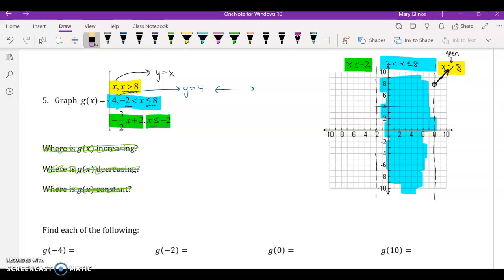And then on top of that, we're going to have 2 boundaries. So at each end here, we have to ask ourselves if it's open or closed. So at 8, that's the boundary over here. This is going to be a closed circle because 8 is included in this middle portion here because of the or equal to. At negative 2, it's going to be an open circle because we don't want to include negative 2 because there's no or equal to.